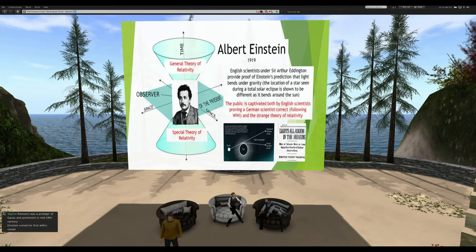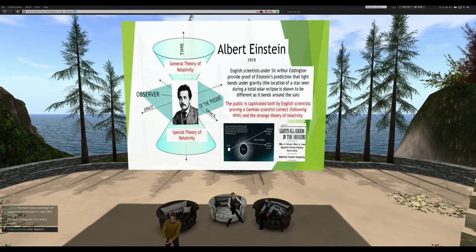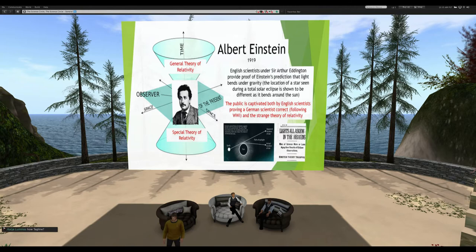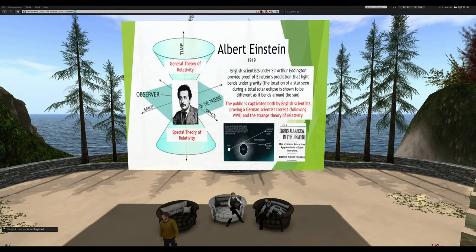Okay, and then in 1919, he puts out this thing, but remember when you're talking about Berlin, 1915, all that, you're talking about basically during World War I. So this theory is not going to get out to everybody.